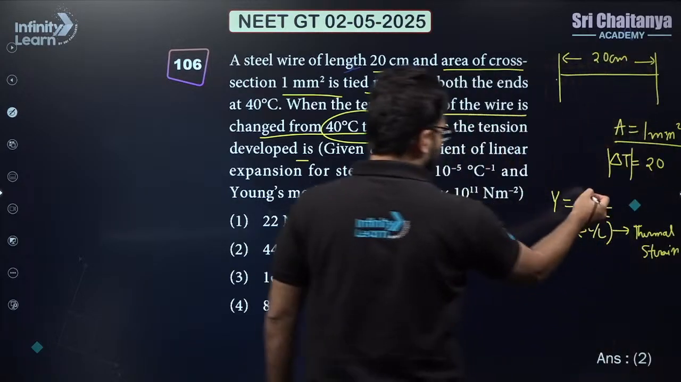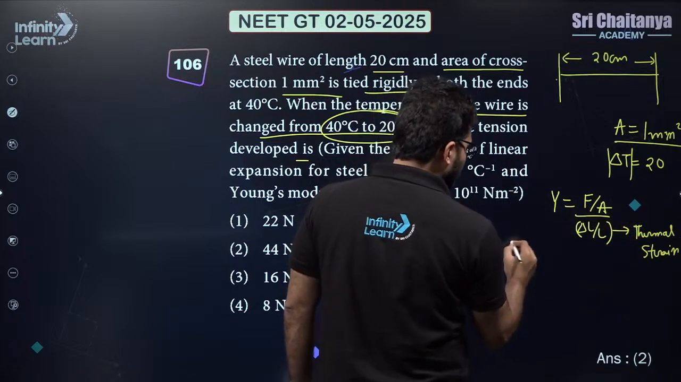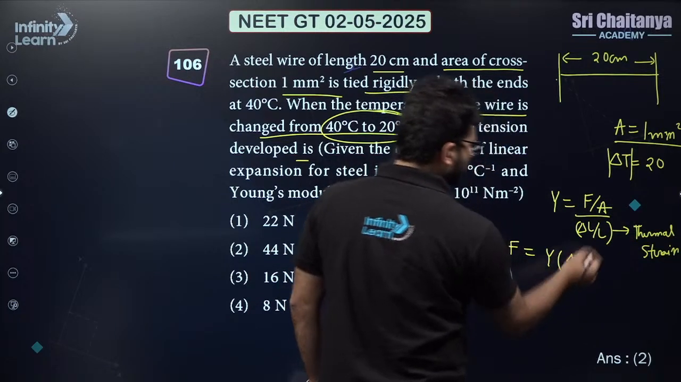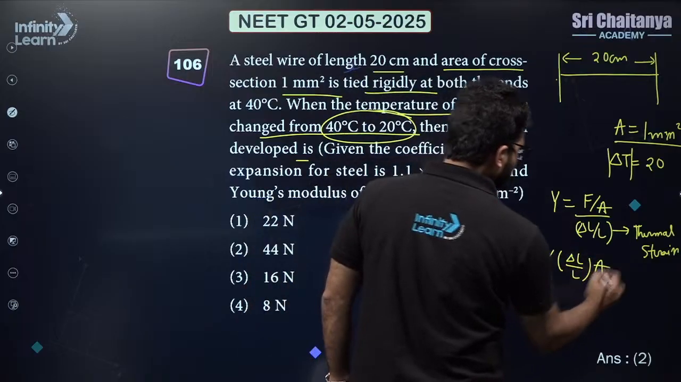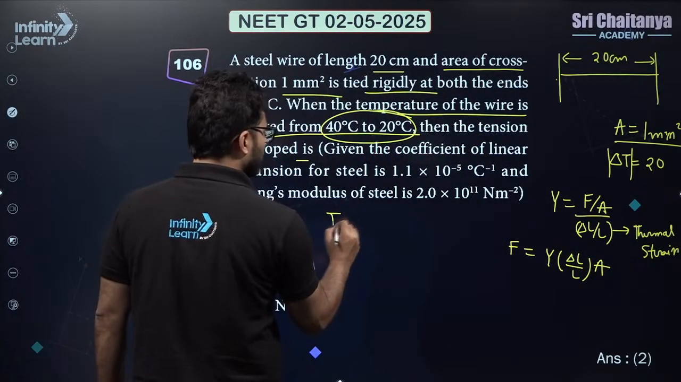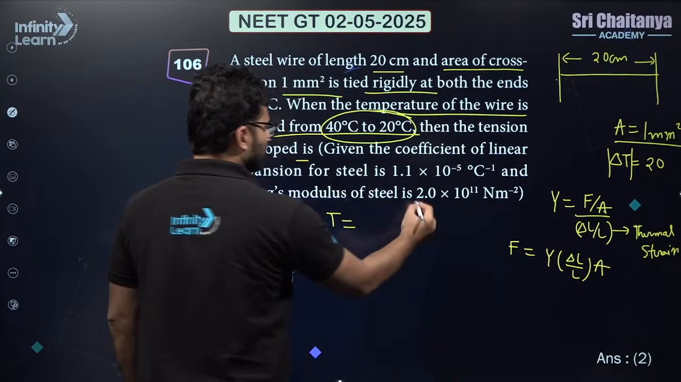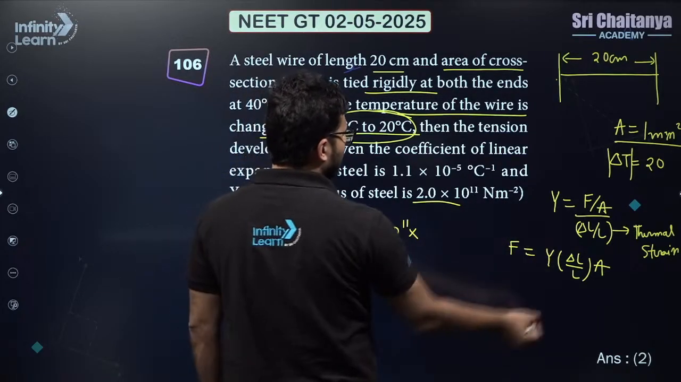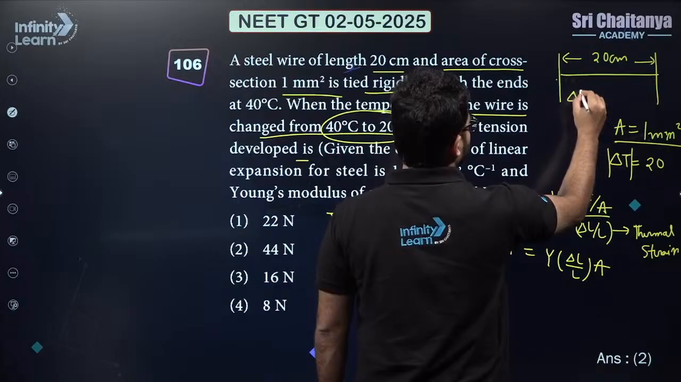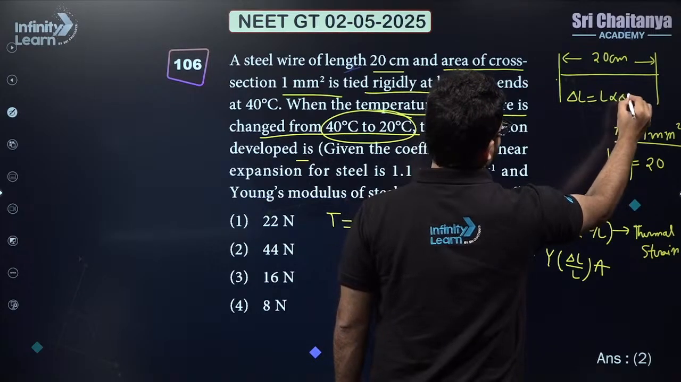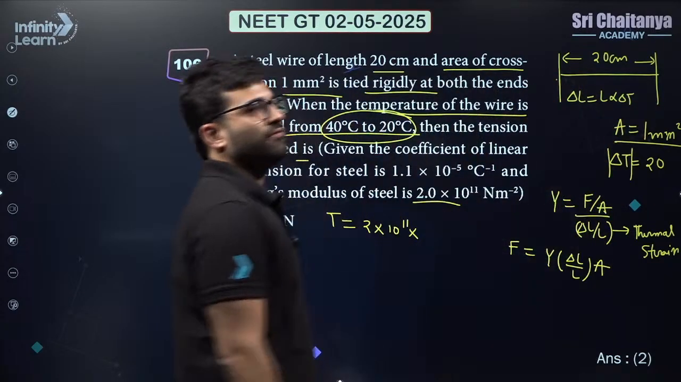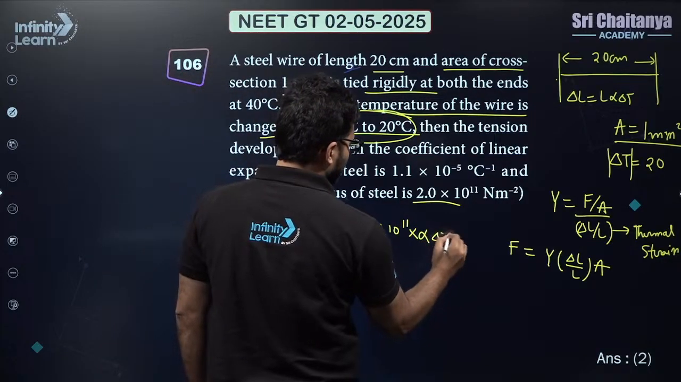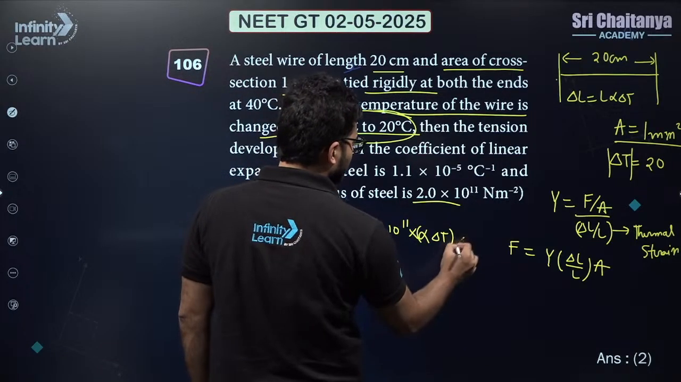So F is nothing but the tension which is developed. I can calculate F from here as Y into delta L by L, multiplied by A. So tension will be given by Young's modulus, which is given to you, 2 into 10 to the power 11, multiplied by delta L by L. What is delta L? Delta L is given by L alpha delta T. So delta L by L would be nothing but alpha delta T. So we'll put alpha delta T and into area.